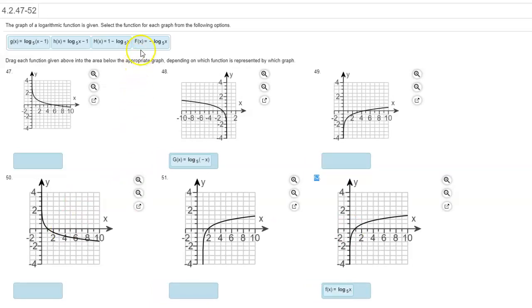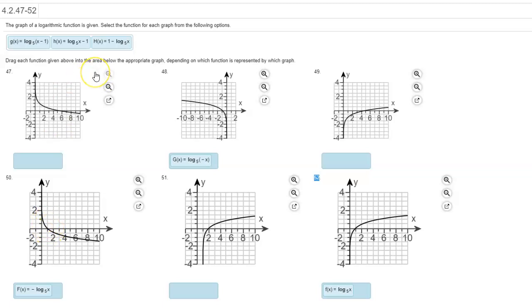And so you just kind of go through. 1 minus this log base would be taking this function and shifting it up 1. So this point here would be shifted up 1. So if I look at this point, see where I'm at.